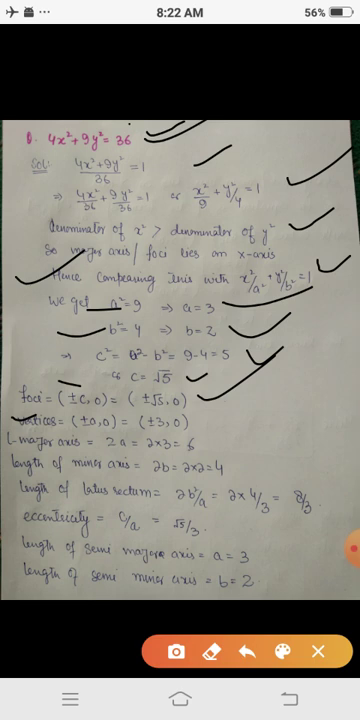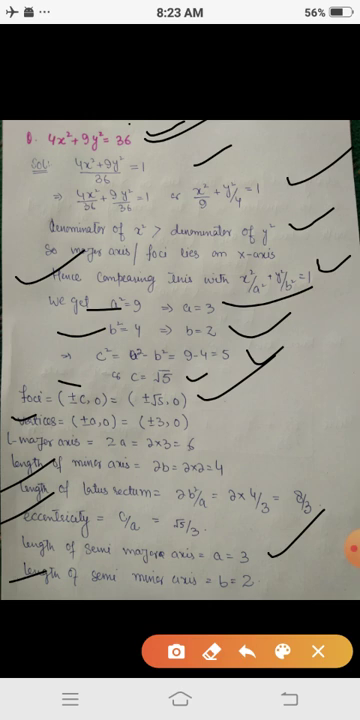The length of the major axis when it lies on the x-axis is 2a, that is 6. The length of the minor axis, which is 2b, is 2 into 2, that is 4. Now the length of the latus rectum of any ellipse is 2b square upon a, that is 2 into 4 upon 3, that is 8 upon 3. Eccentricity of the ellipse is c upon a, that is root 5 upon 3. The length of the semi-major axis is simply a, because the length of the major axis is 2a, so the semi-major axis is 3, and the length of the semi-minor axis is b, that is 2.